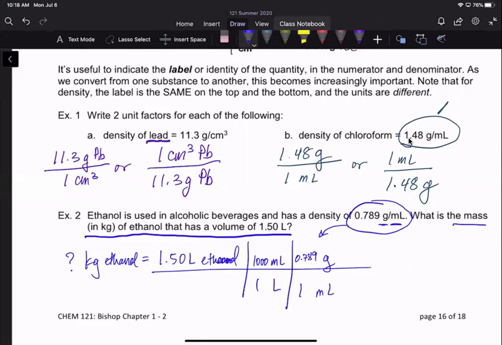0.789 grams in 1 milliliter of ethanol. And now we have to get rid of grams and go to kilograms. So let's just double check our units. There's the liters, there's the milliliters, there's the grams. I'll finish filling in my numbers. 1 kilogram is 1,000 grams. So that means that 1.5 liters should have a mass of 1.18 kilograms. That is 1.183, and then I just rounded it to the 3 significant figures here.